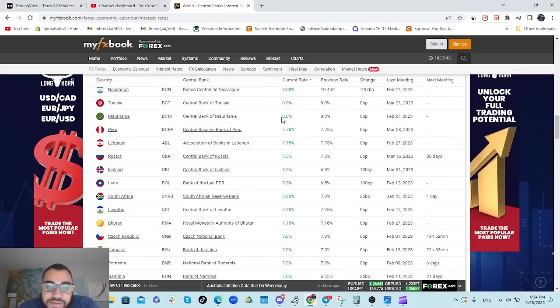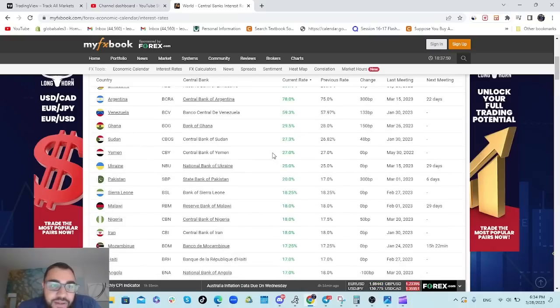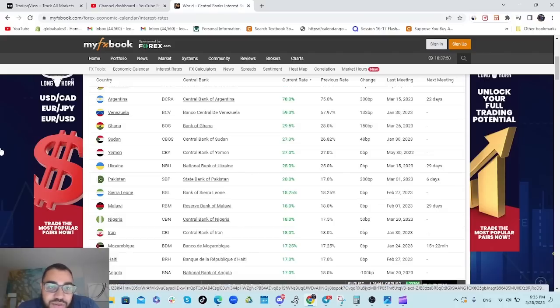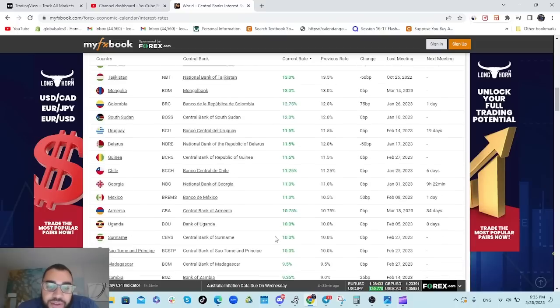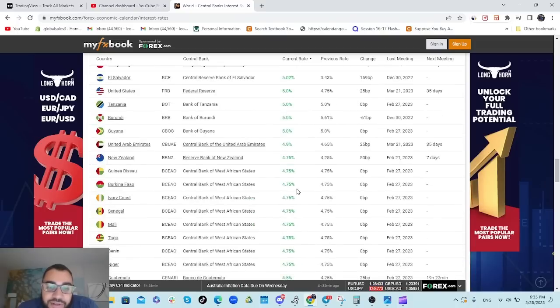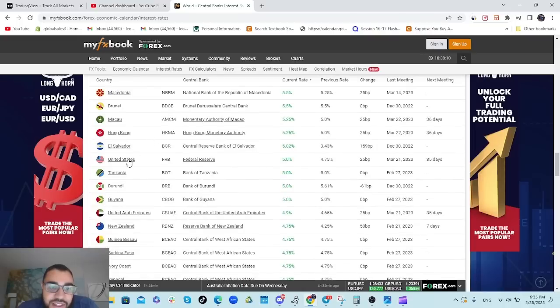Now, primarily what I use to check my analysis of how the economy is going is I check news updates, I check TradingView, and then I check my FX book to check interest rates and other events. So we're gonna go over what the current US rate is right now from the Federal Reserve, and we got 5% because they raised it 25 basis points, and they're gonna have another meeting.